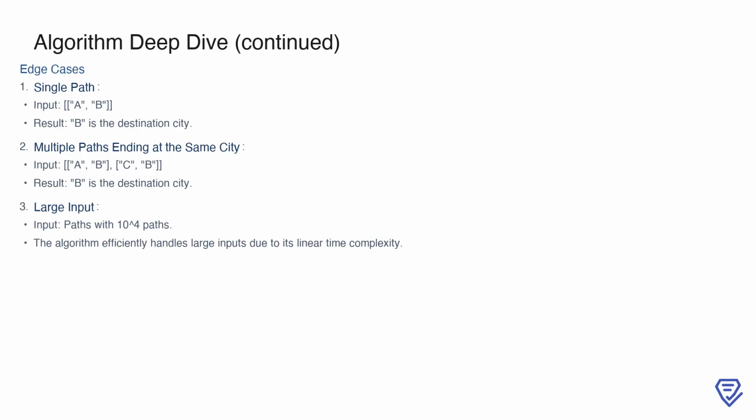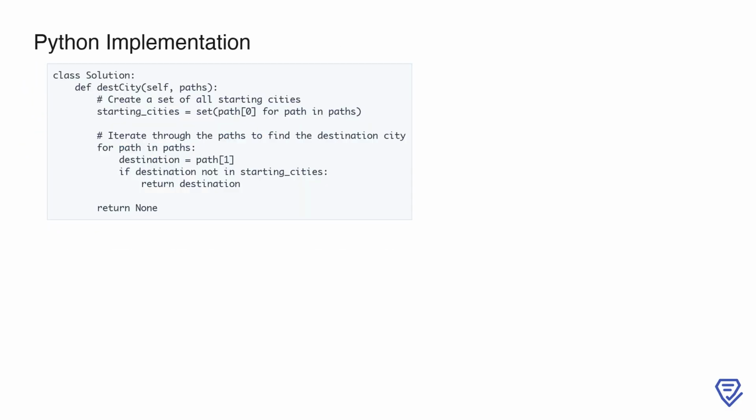For larger inputs, such as a list with up to 10^4 paths, the algorithm remains efficient due to its linear time complexity. This ensures that it can handle substantial datasets without performance issues. These considerations demonstrate the robustness of the algorithm across a variety of input scenarios. This implementation solves the LeetCode problem destination city using a straightforward approach.